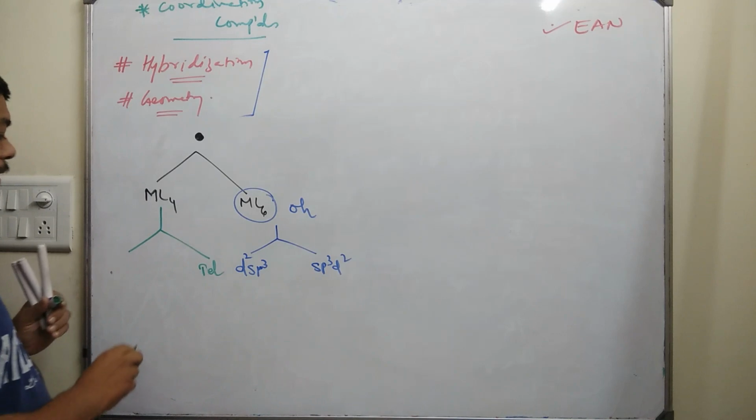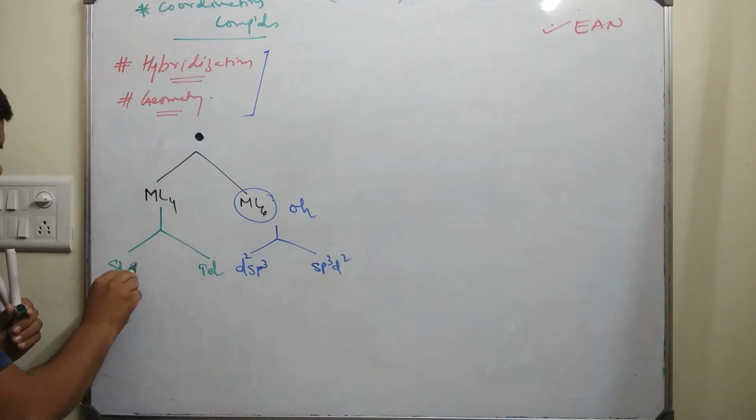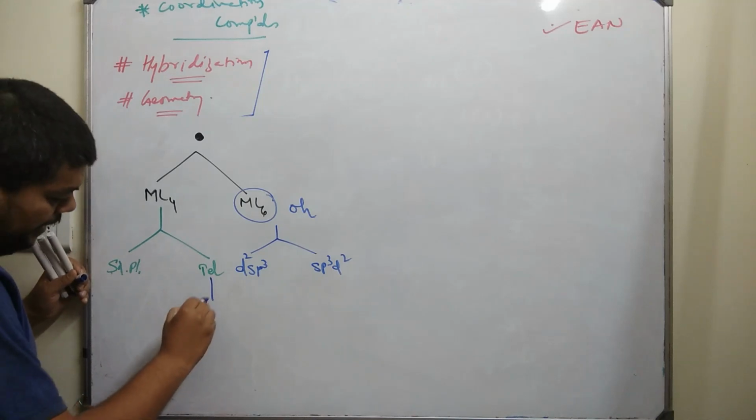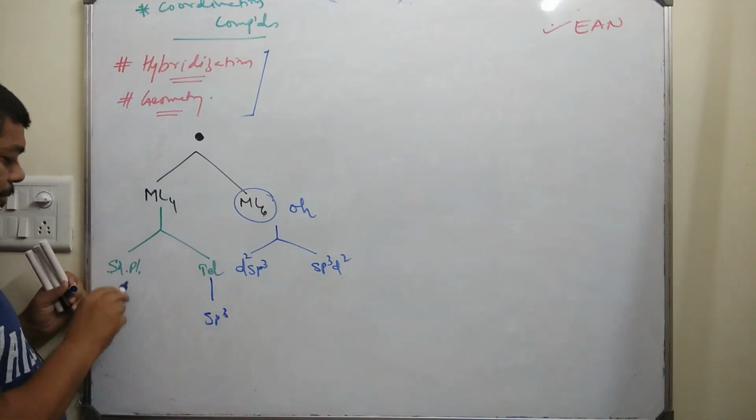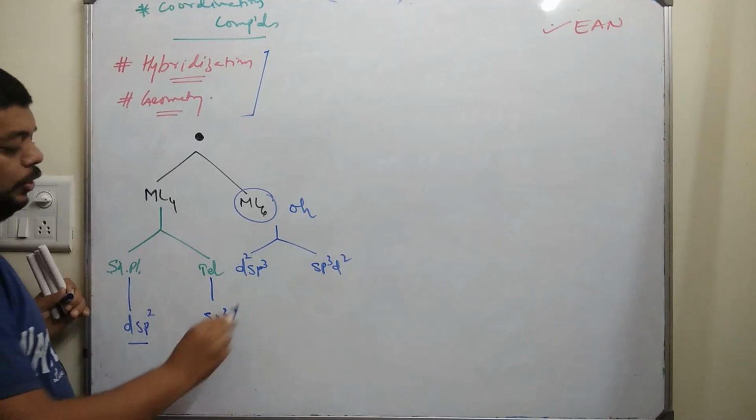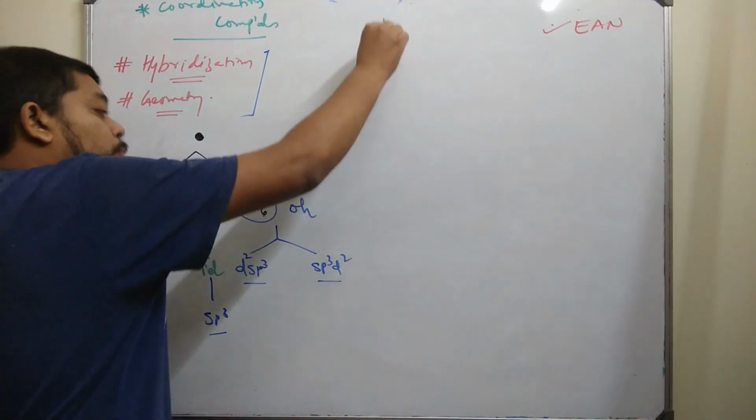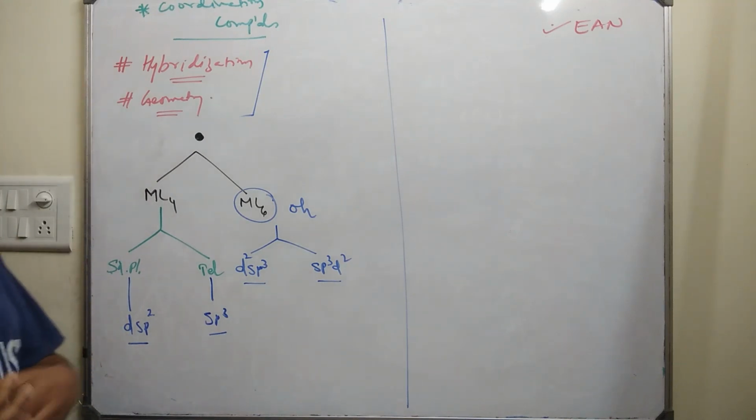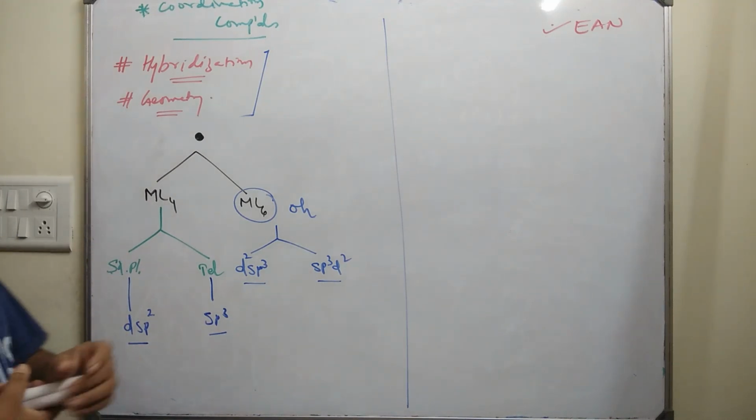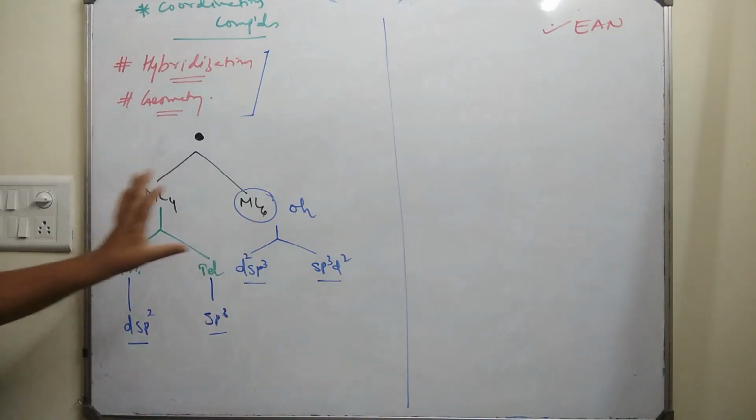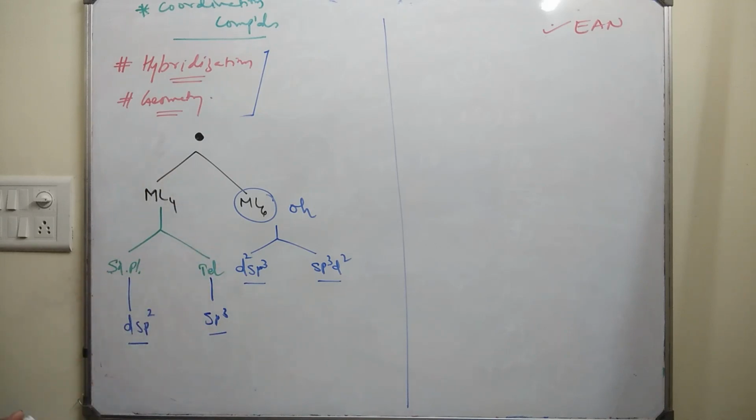On the other side, if I have ML4, it will be further divided into two different geometries. One is the tetrahedral geometry and the second one is the square planar geometry. The tetrahedral geometry will then refer to sp3 hybridization, and the square planar geometry will then refer to dsp2 hybridization. So friends, we should get an idea that whenever we are trying to solve a coordination compound or a complex salt, we should have a basic idea of all these types of hybridization and geometry.